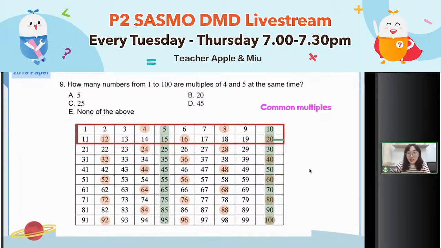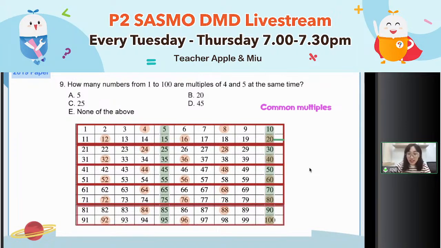So after that, as long as there are 20 more numbers, there is one more number that is a multiple of both 4 and 5. So after that, another 20, another one, another 20, another one, another 20, another one. In this way, we can also get, in total, 5 numbers. Understand? Try to find an easier way, that is, you divide them into different groups. So follow the groups, it will be much easier. Okay, so this is about the common multiples.